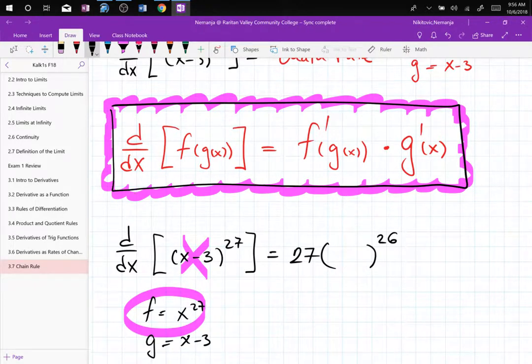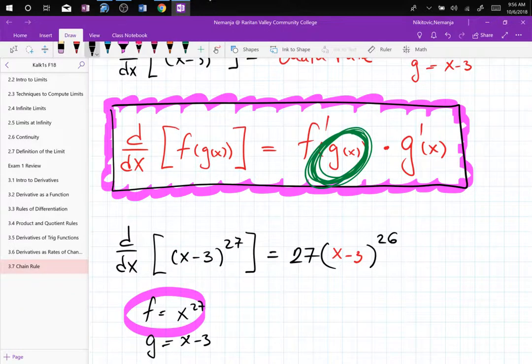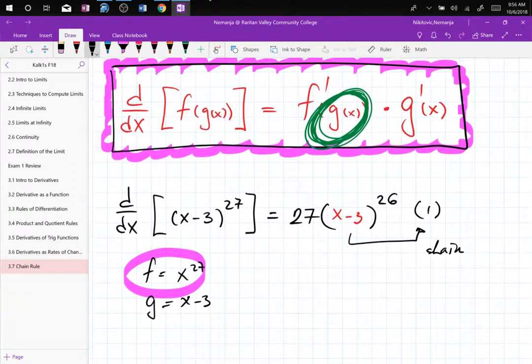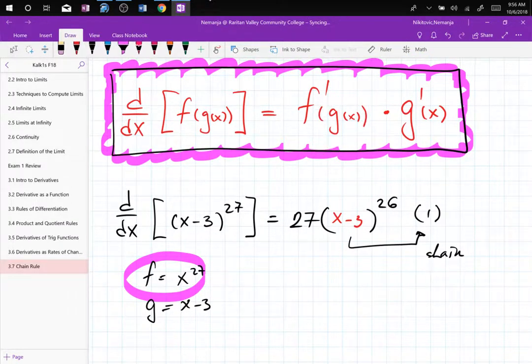But if you look at the formula, it's requiring you to put g of x in there. So this part is x minus 3, the same one as you had here. And then the chain rule kicks in, and we have the derivative of the inside. This is the chain. So we were able to quickly come up with the derivative with the exponent of 27 without foiling anything.